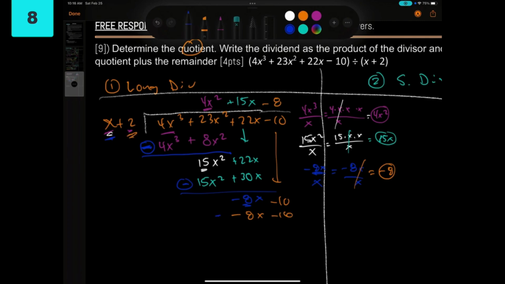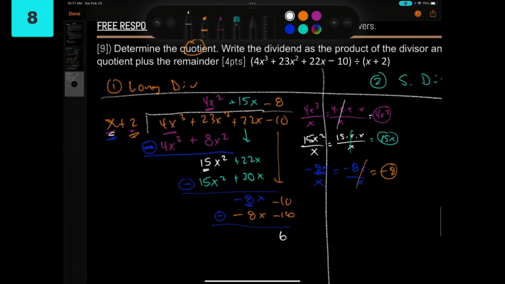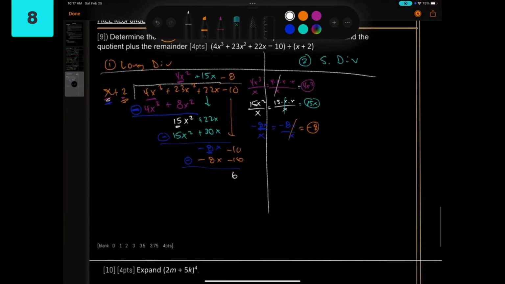We're going to subtract these. Negative 8 minus a negative 8, so that becomes 0. Remember, use your calculator if you're stuck on these. And negative 10 minus negative 16, so that's opposite of negative 16, which is positive. So negative 10 plus 16 will give you 6 as your remainder.